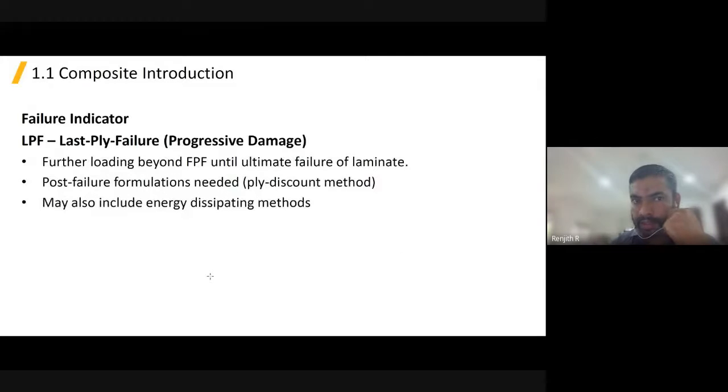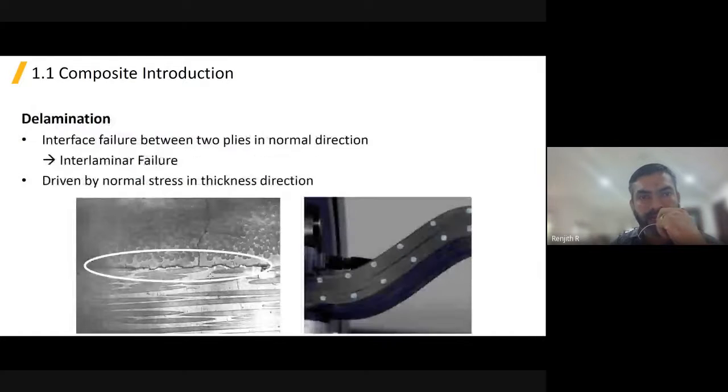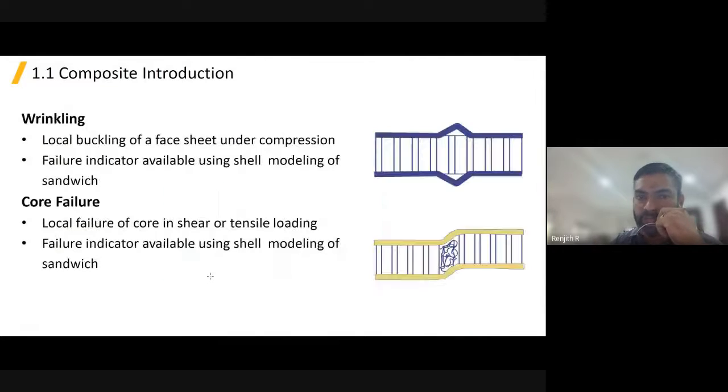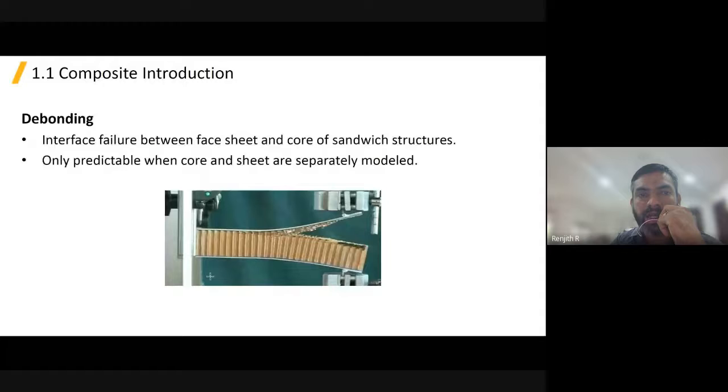These are some of the failure indicators, that is LPF, last ply failure. Composites are also prone to delamination, so they can have interlaminar failure. Then there is a chance of debonding, then wrinkling and core failure. These are some of the failures which we will get from an analysis software. Some of the results are very difficult to obtain, and some are very easy.